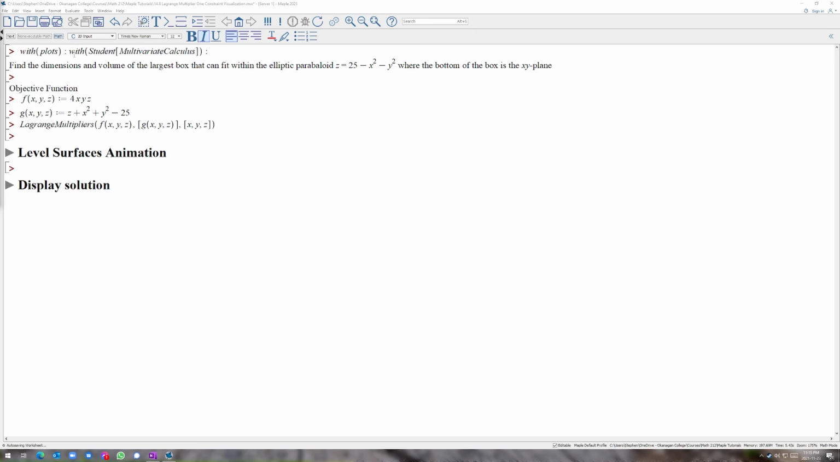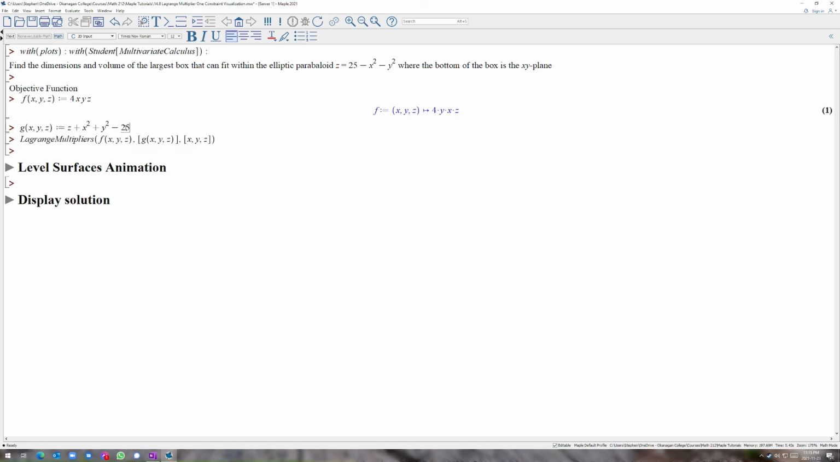So here I'm going to have, of course, with plots so that we can do some interesting plotting tools. And I have the student multivariate calculus package, which provides the Lagrange Multipliers command. Well, obviously, that's going to be helpful. We've got the function that we're trying to maximize, which is volume, 2x times 2y times z.